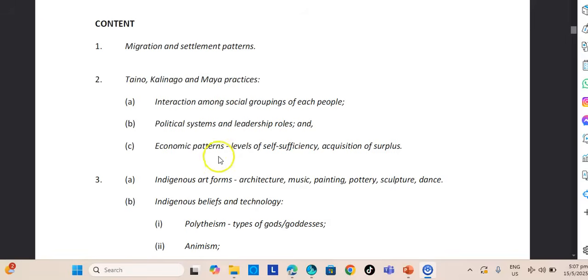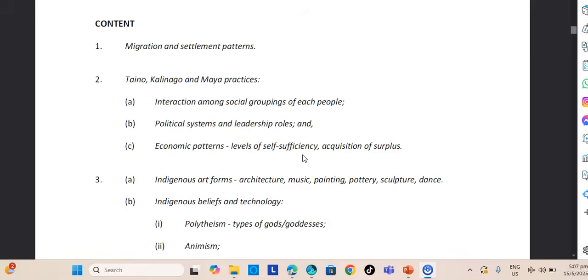Now let's look at the economic patterns of the Tainos. We're going to look at their level of self-sufficiency and acquisition of surplus. Now the Taino society was very self-sufficient. They relied on subsistence agriculture, fishing, and hunting, with some trade between highlands.